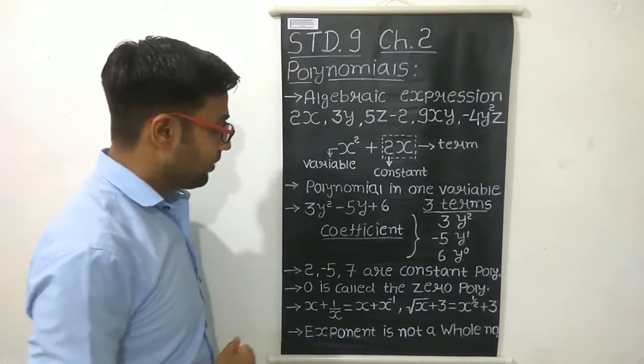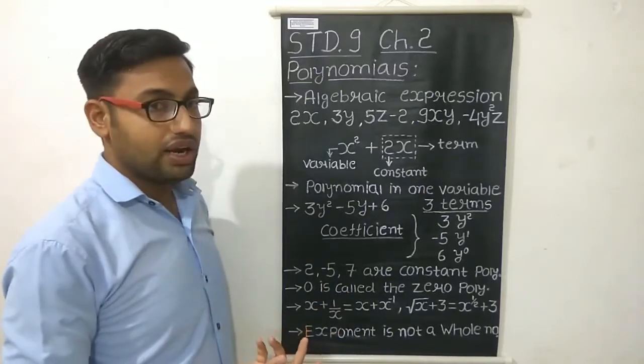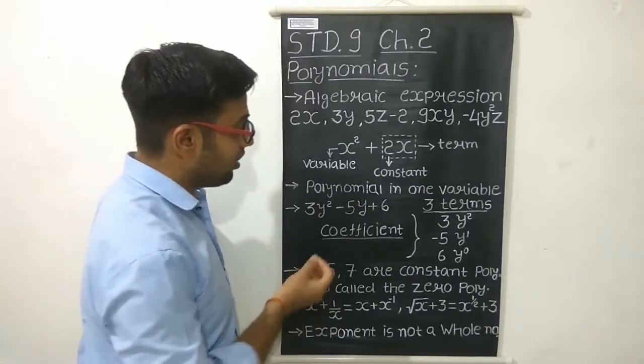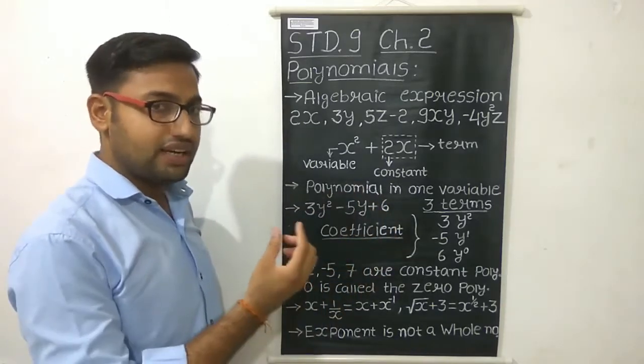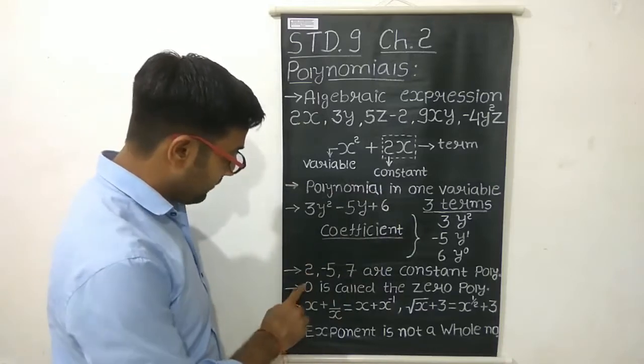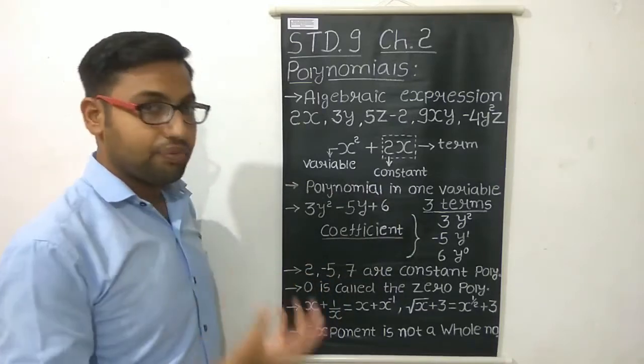Can you think about this? If there is only one constant, a single digit constant here, then will it become a polynomial? For example, 2, minus 5, 7. Are they polynomials?